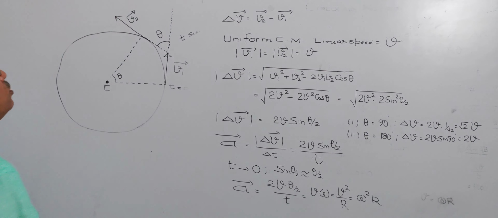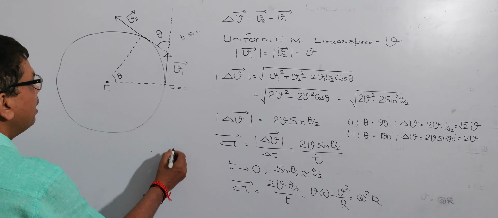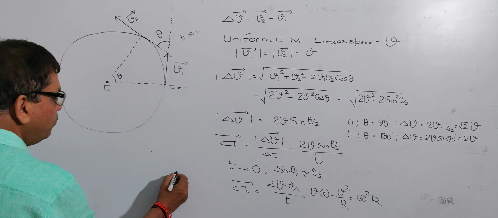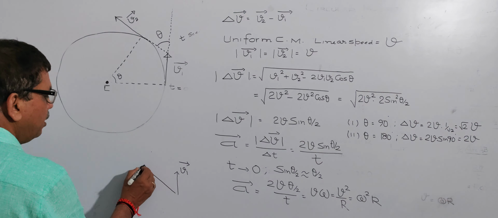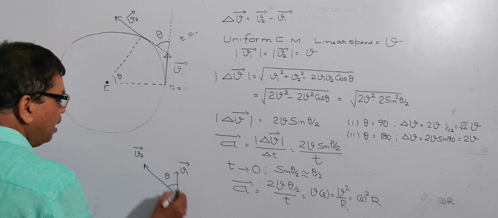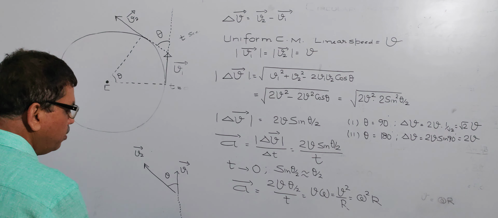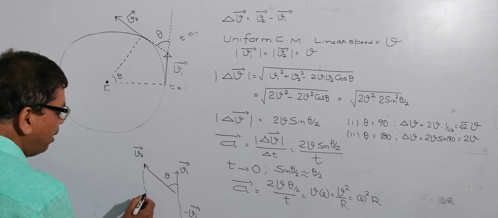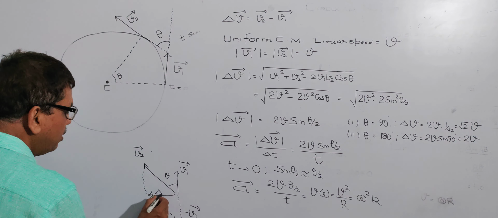Now to decide the direction, if you just see the velocity diagram, this was representing velocity vector v1, and then this is representing velocity vector v2, and the angle between these two is theta, right? Now I have to find v2 vector minus v1 vector, so I take minus v1 vector and complete the parallelogram, and once the parallelogram is complete, this is the direction of the change in velocity vector delta v.